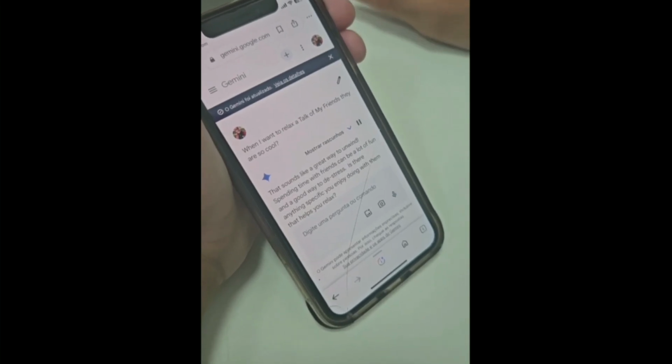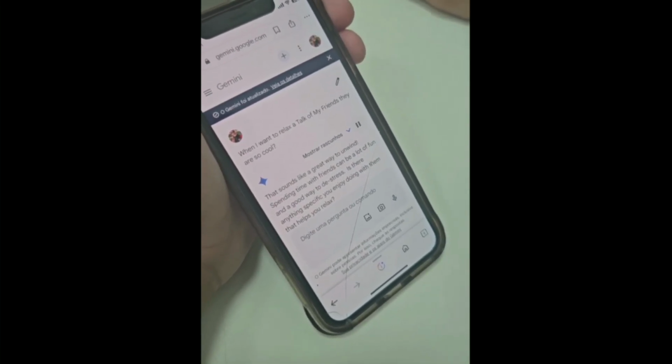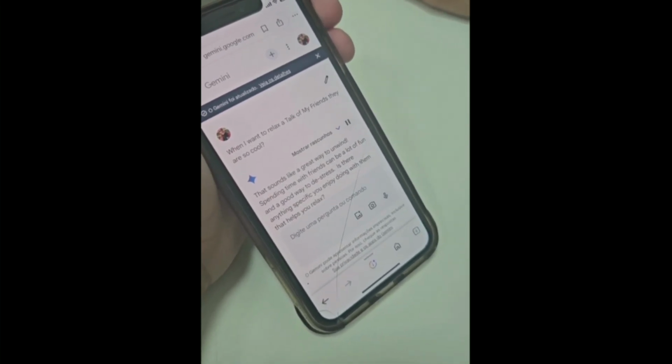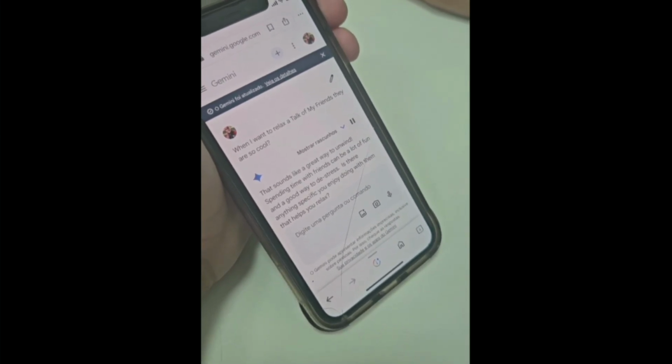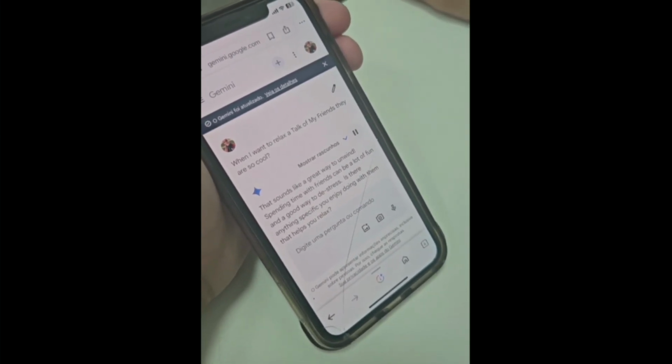That sounds like a great way to unwind. Spending time with friends can be a lot of fun and a good way to de-stress. Is there anything specific you enjoy doing with them that helps you relax?